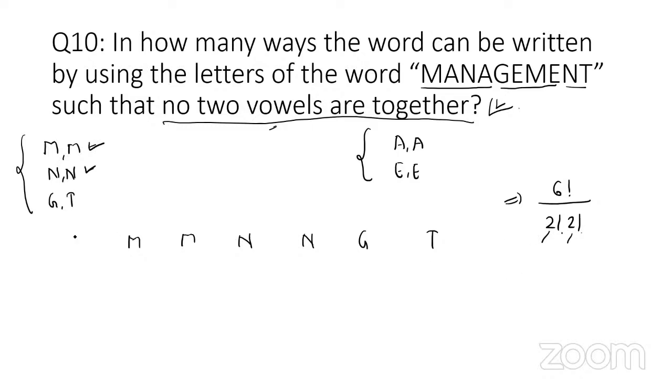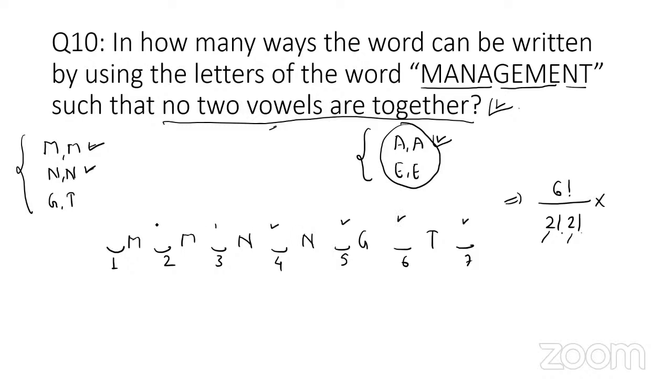Very basic. And in this case, we can see how many gaps we have to place the vowels in. First gap, second gap, third, fourth, fifth, sixth, and seventh. So we actually have 7 gaps. In those 7 gaps, we have to fix these 4 vowels. So basically, we have to choose 4 places among these 7 gaps, which can be done in 7C4 ways.